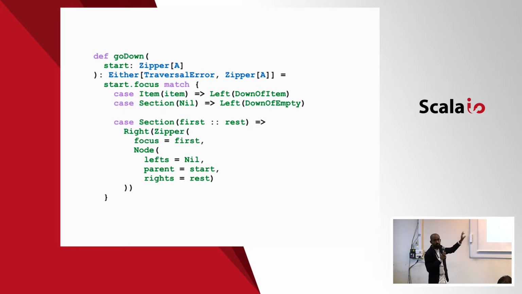So notice here these are all order one operations, right? You're not traversing any structure here. You're just taking the head of a cons list, and you're creating this new structure here. It's an order one operation, go down.